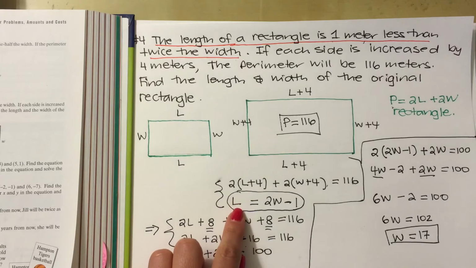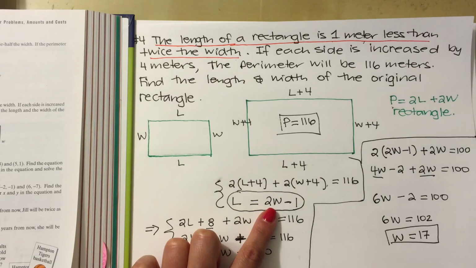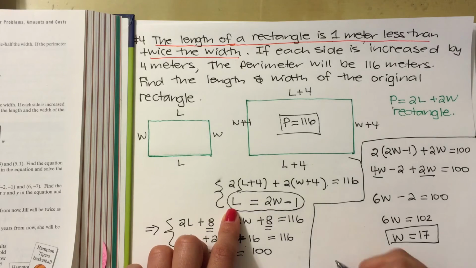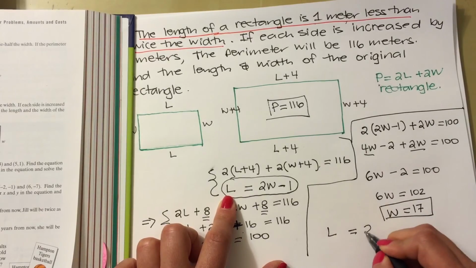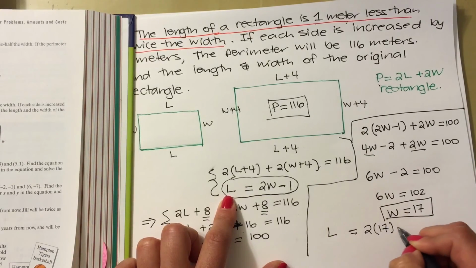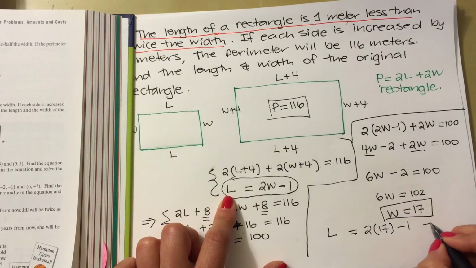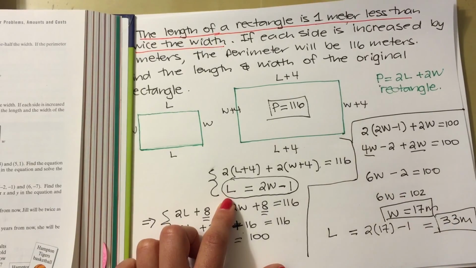And we can go back to the second equation here because that's easier. Plug in 17 to get the length. So our length is going to come out to be 2 times 17 minus 1. Well, that gives me 2 times 17, that's going to be 34 minus 1, so that's 33. And the units here are meters. And then we're done.